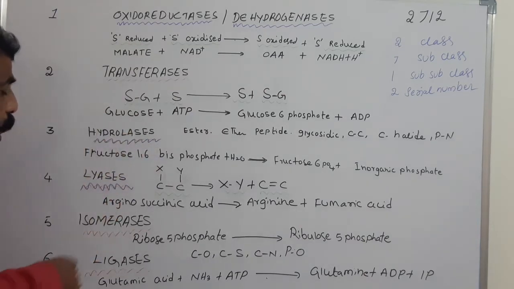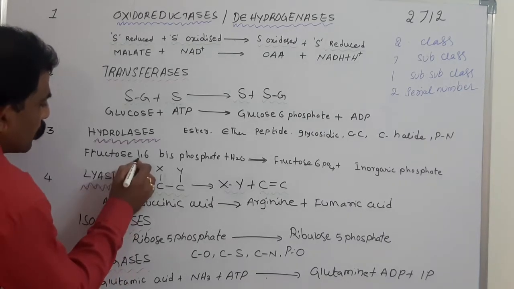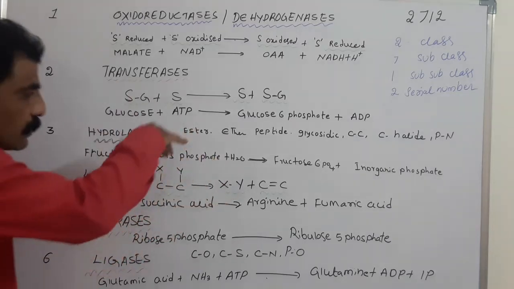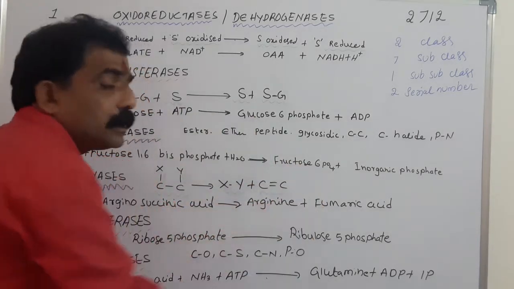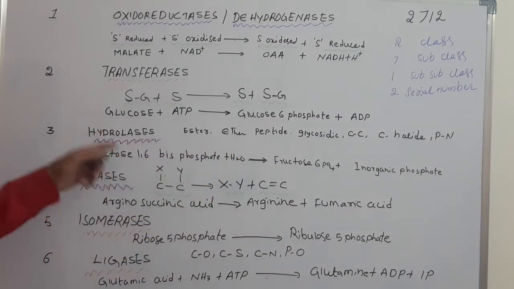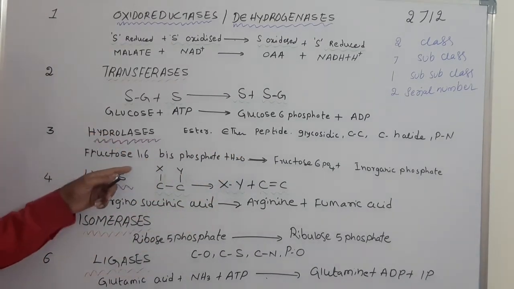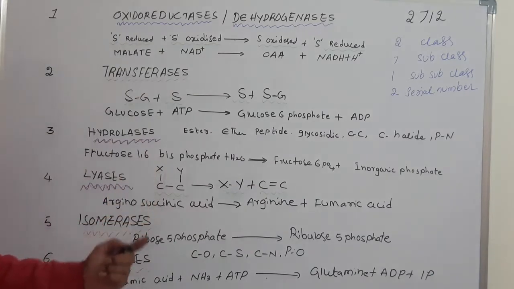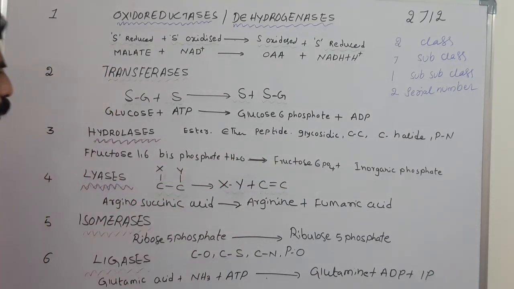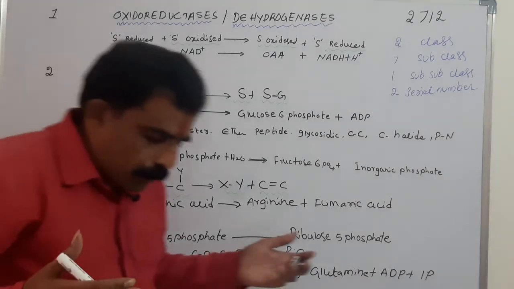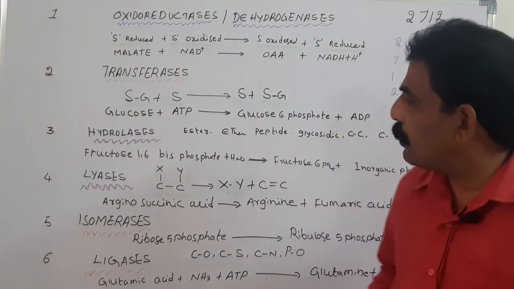Which phosphate is removed? The first carbon's. The phosphate present on the first carbon is removed, which results in the formation of fructose 6-phosphate. So earlier 2 phosphate groups were there, one on the first carbon and the other on the 6th carbon. But now in the resultant only one phosphate group is there, on the 6th carbon. The phosphate on the first carbon is removed by utilizing a water molecule.